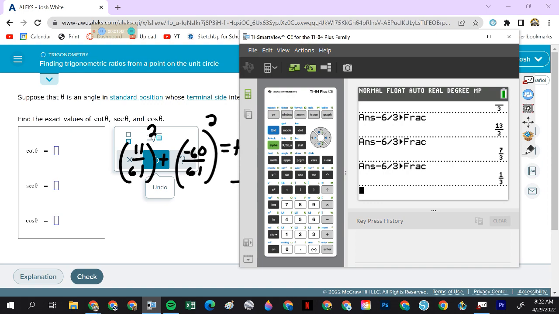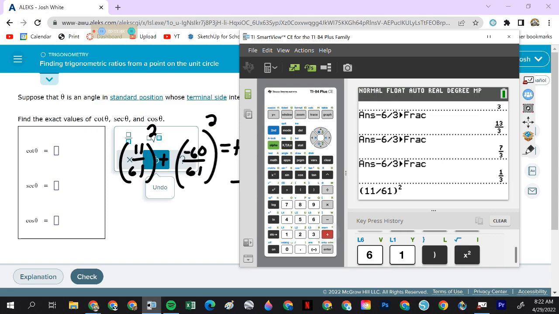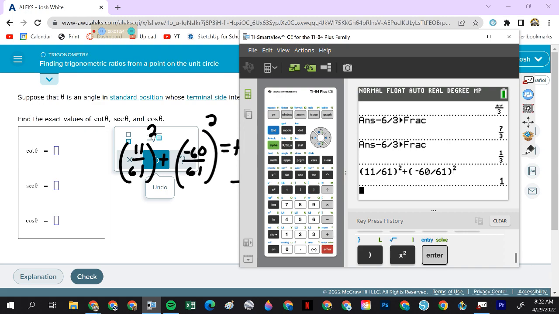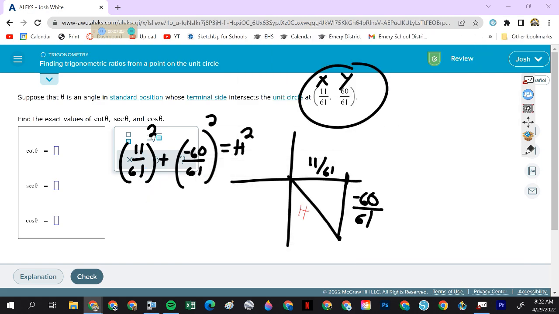Type that in. Oh, and what do I do with that? Take the square root of 1, which is 1. Oh, hey, guess what, guys? It said it's a unit circle. So how big is h? 1.